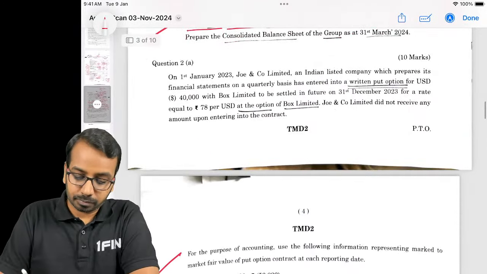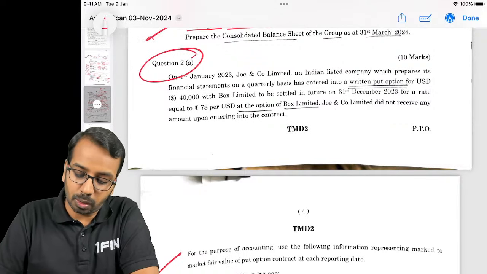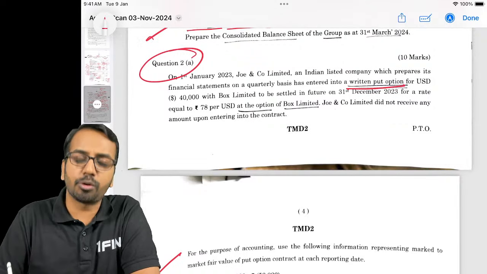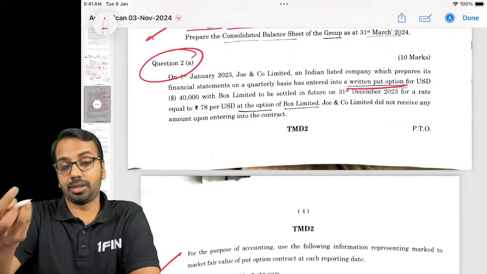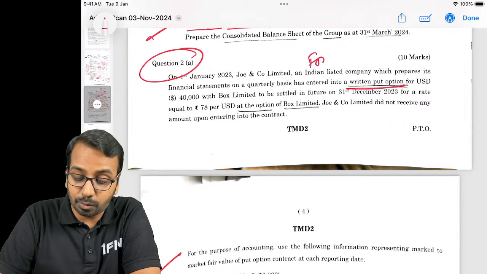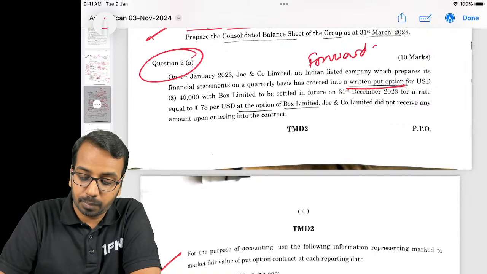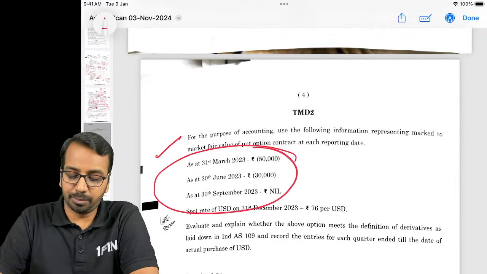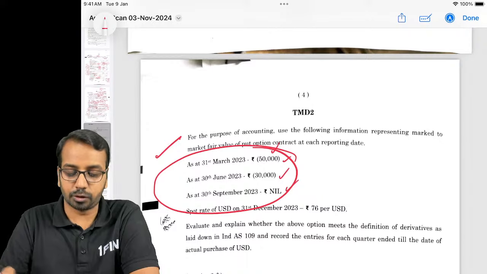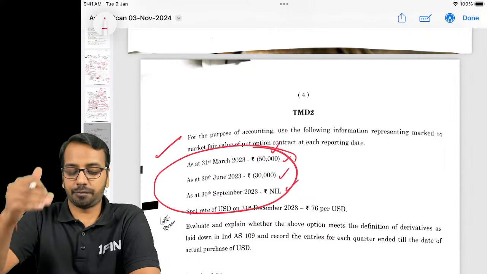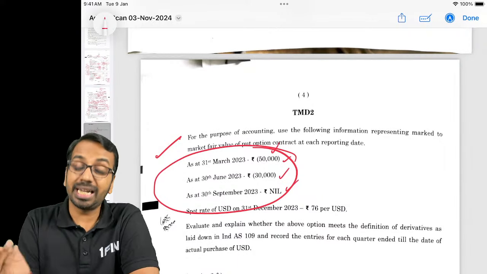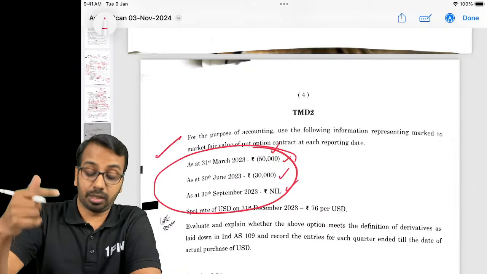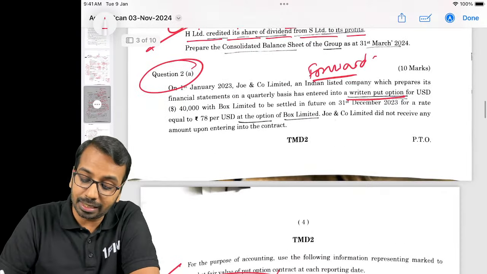Then question number 2A, this is on a written put option. The same question is there in the study material and we have also discussed it in the class, of course. There it is a question on forward, and these numbers are given, MTM losses there also. The same logic, the first set of entries will be the same. Only at the time of execution, there it is a forward contract. Here it is a written put option.